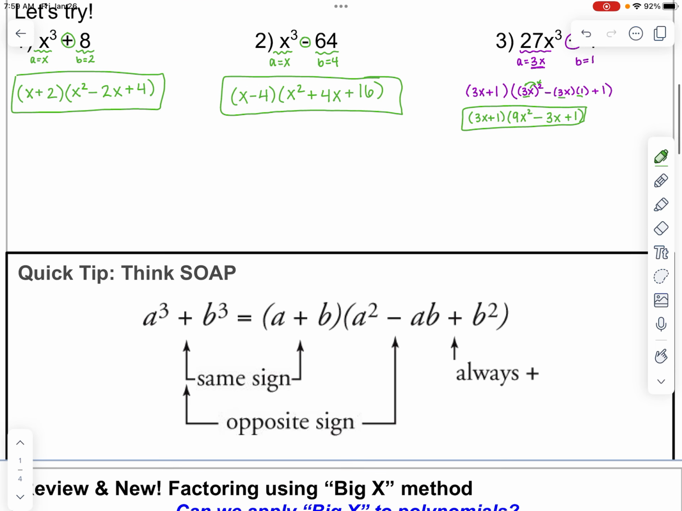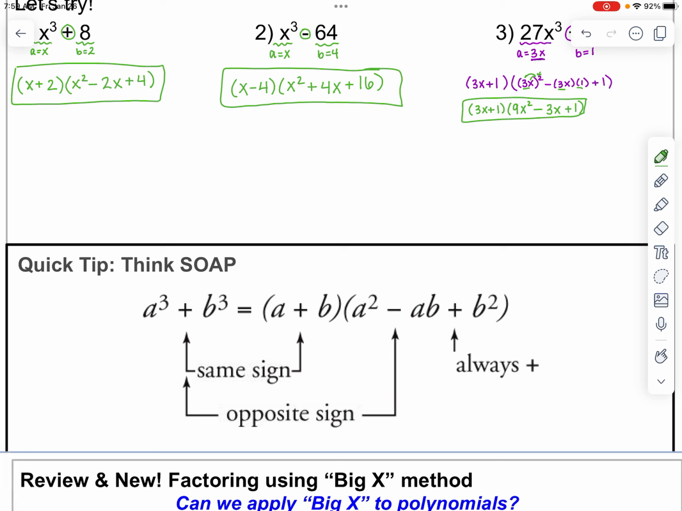Now, to help you remember this, one tip that you can think is SOAP. And SOAP stands for same sign. So this sign and this sign are the same. Opposite sign. This sign is opposite of the original. And then always positive. SOAP. This last sign is always positive. So if you need help remembering the signs, you can think SOAP. Same, opposite, always positive.